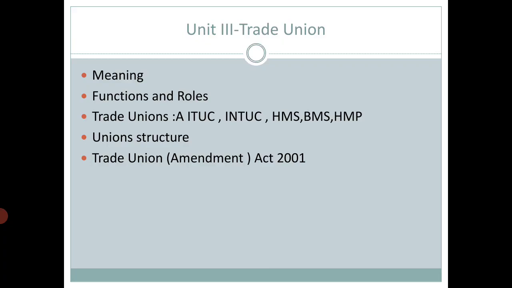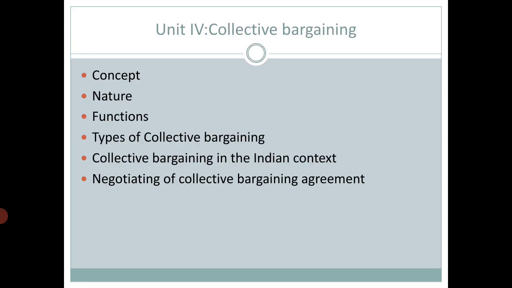So your unit number 3 focuses on trade unions: the composition of trade unions and the different trade unions, the structure, and also the act related to trade unions. Then unit number 4 is entitled collective bargaining. We will go through the concept, nature, functions, types of collective bargaining in the Indian context, and also negotiating a collective bargaining agreement.